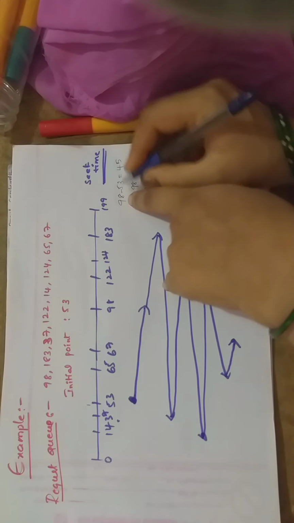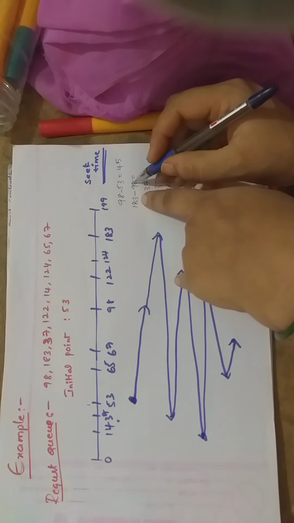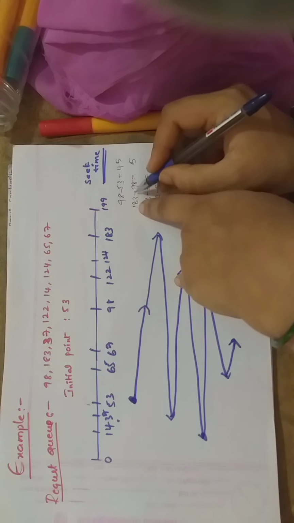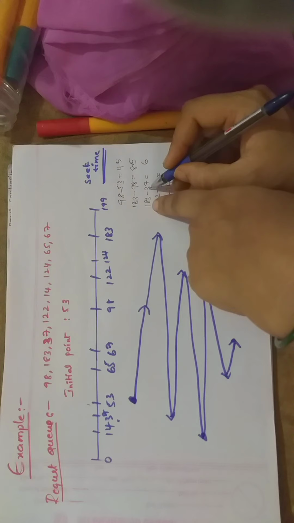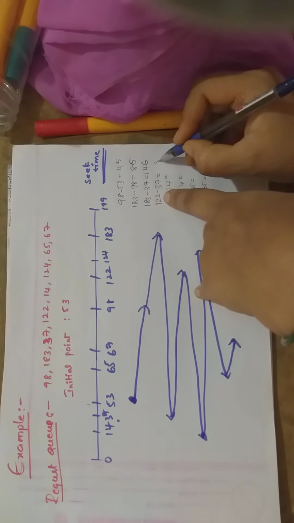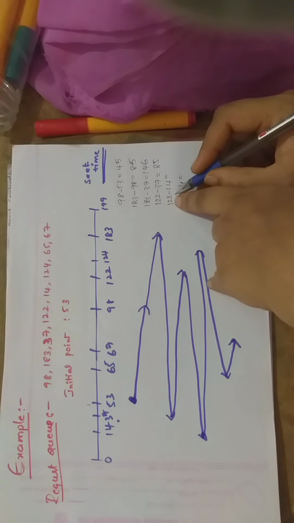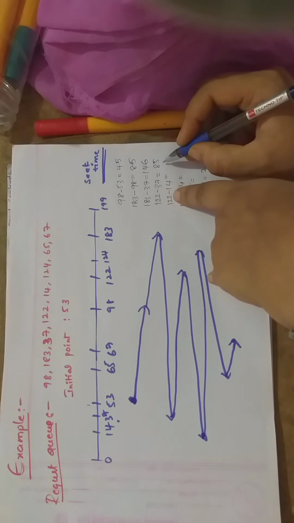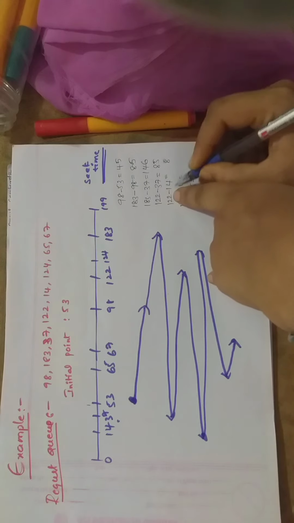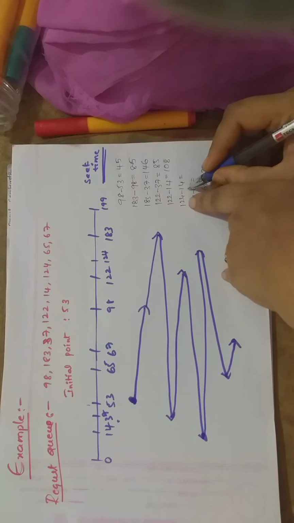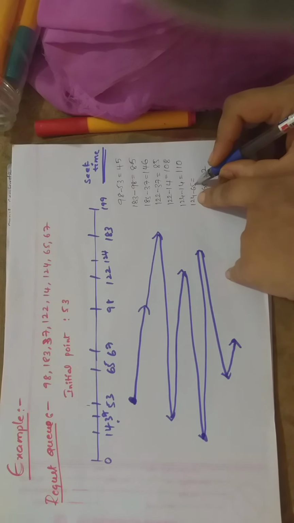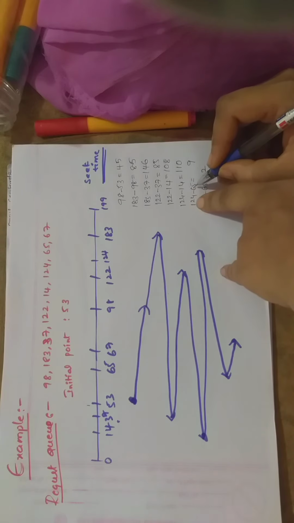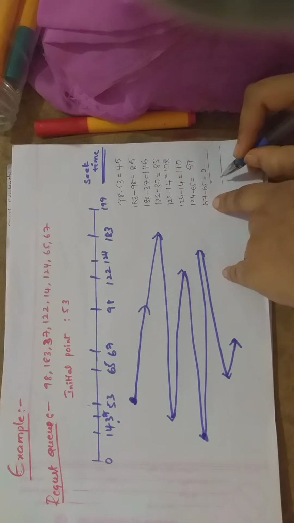Here we have 98 minus 53, which is 45, and 183 minus 98, which is 85. 183 minus 37 is 146. 122 minus 37 is 85. 122 minus 14 is 108. 124 minus 14 is 110. 124 minus 65 is 59. And 67 minus 65 is 2. We'll calculate this and we are going to get the seek time.